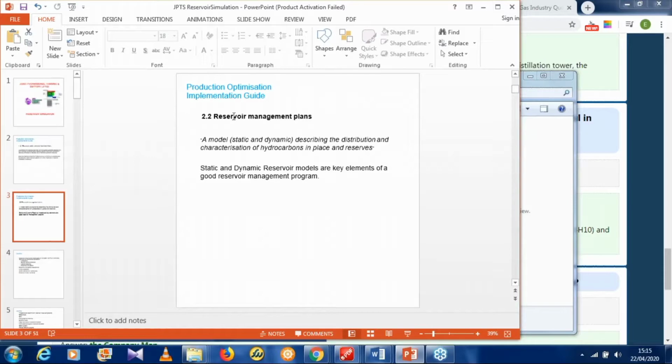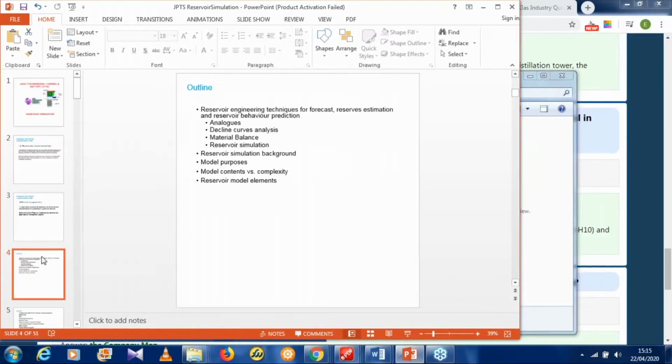Hello. So, quickly, the model for reservoir management plan. Our outline generally for this program is this. First, this material that I'll be sharing, we looked at the reservoir engineering techniques for forecast, for results estimation, and the rest of them. Talk about the analog, the decline curves analysis, material balance, and reservoir simulation.